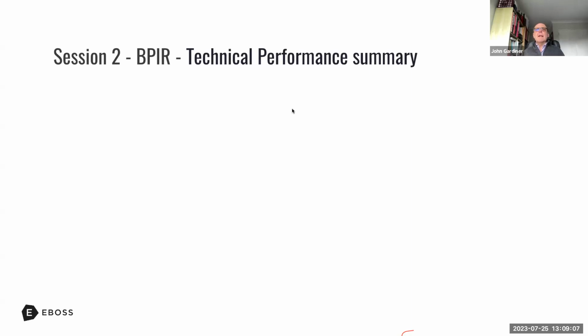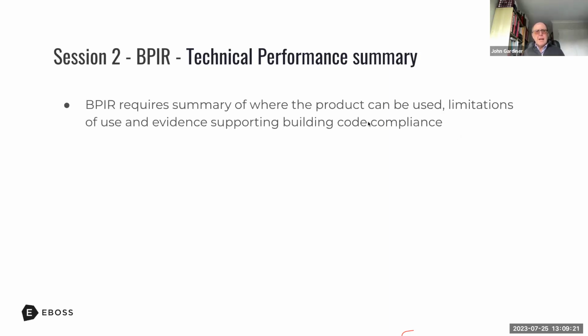So as Matt indicated, I'm just going to talk you through some of the way that we've developed the BPIR, taking into account how you then develop compliance information for building products. So I first start off with just talking a wee bit about the code itself. I know it frightens you a wee bit, it can be a little bit impenetrable. But the BPIR requires a summary of where the product can be used, the limitations of use, and the supporting evidence of the compliance information. So that's a big picture of what you're trying to do.